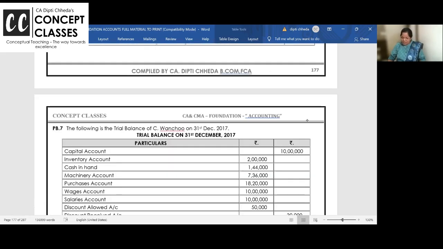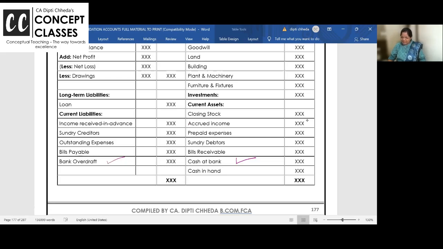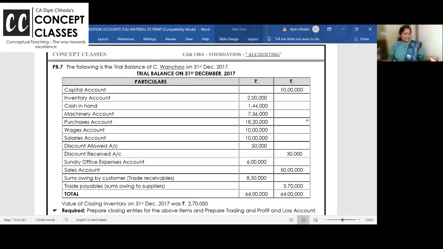Balance sheet total should tally. See, bank balance will come on this side. But if it is overdraft, it will come on this side. Okay? Right. Let us check now.